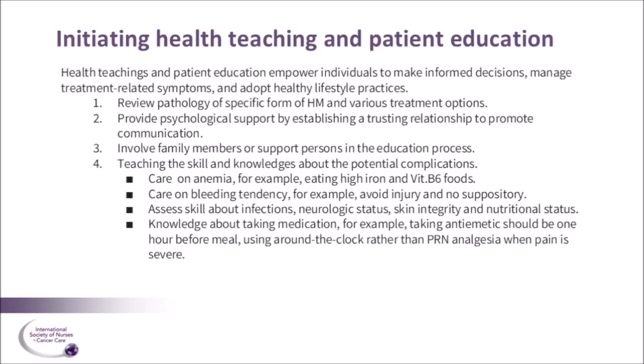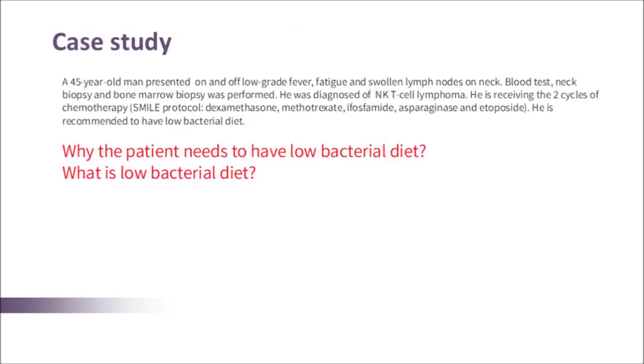Care on anemia, for example, eating high iron and vitamin B6 foods. Care on bleeding tendency, for example, avoid injury and no suppository. Assess skill about infections, neurologic status, skin integrity and nutritional status. Knowledge about taking medication, for example, taking antiemetic should be 1 hour before meal, using around-the-clock rather than PRN analgesia when pain is severe. Let's have a case study.